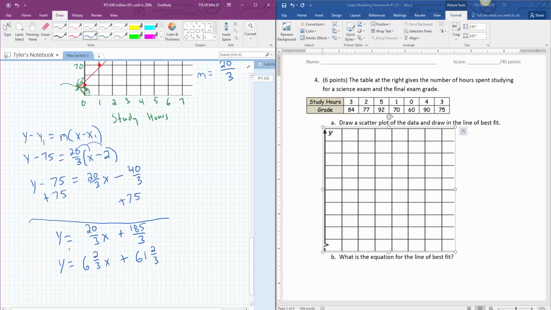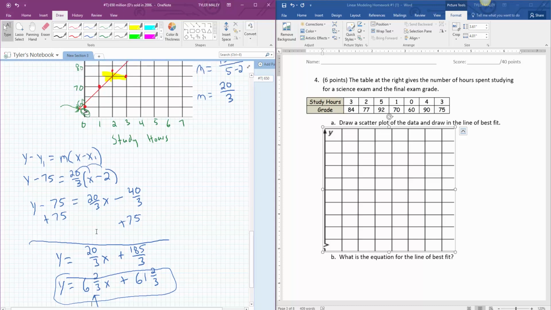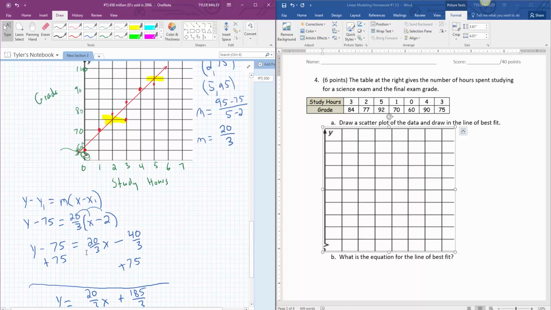Right, so we can kind of use this line to see if it makes sense, right? So this slope makes sense, right? It's a positive slope, and my equation is increasing, right? And what it's saying is for every 3 hours I increase, I'm predicting that I'll go up 20 percentage points in my exam score.